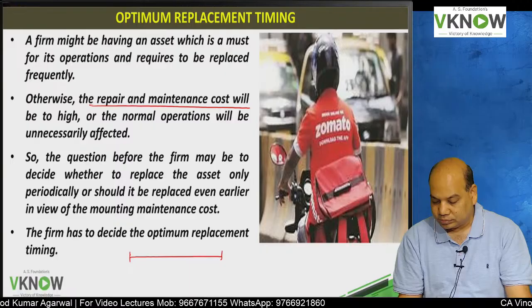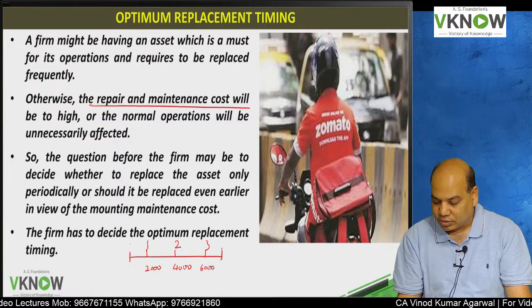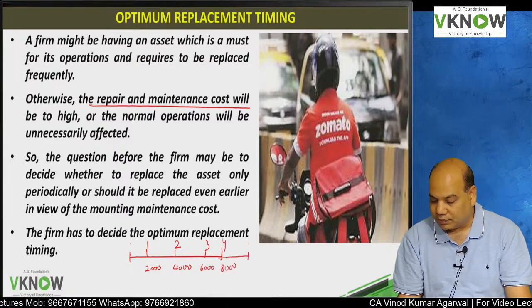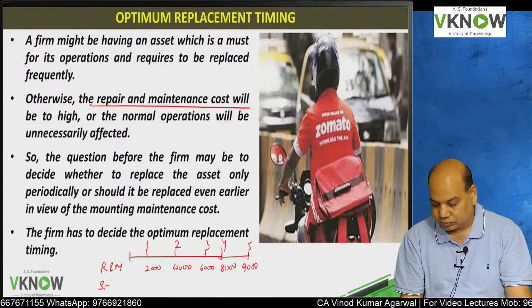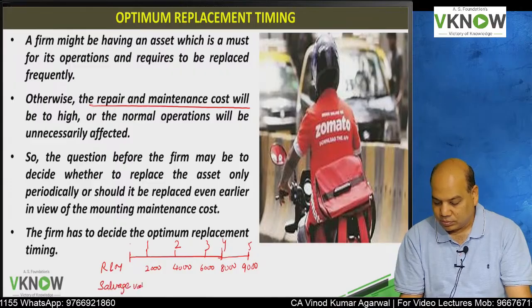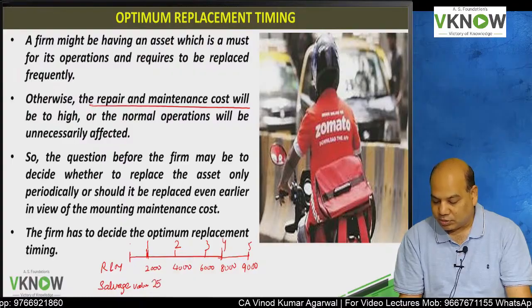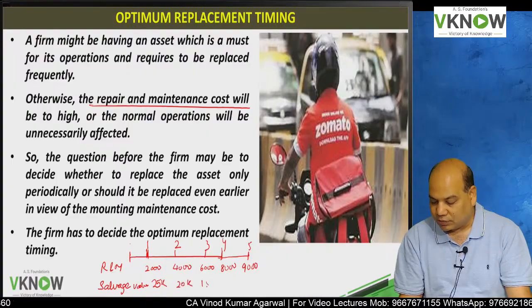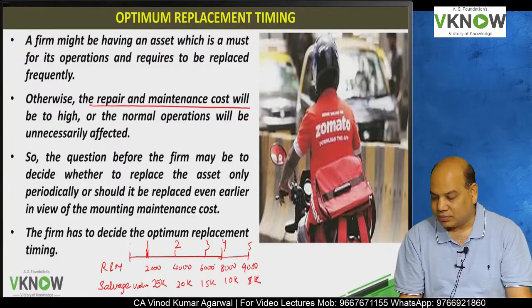Repair and maintenance cost will go up. For example, in year 1 repair maintenance will be only, let's say, 2,000, but in year 2 it will become 4,000, year 3 will become 6,000, year 4 may become 8,000, like this, year 5 may become 9,000. And the salvage value may fall. If you sell after 1 year, you may get probably, let's say, 25,000. But if you sell after 2 years, you will get only 20,000. If you sell after 3 years, you will get 15,000, 10,000, 8,000, like this.